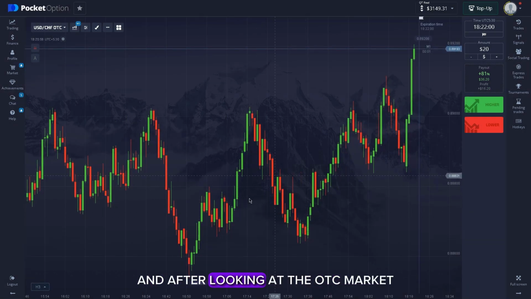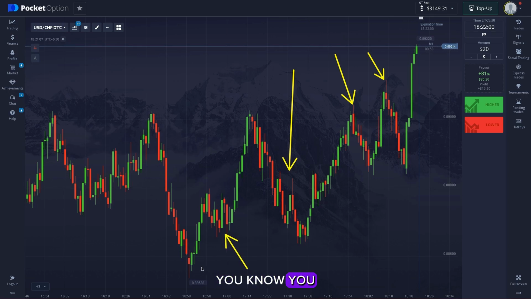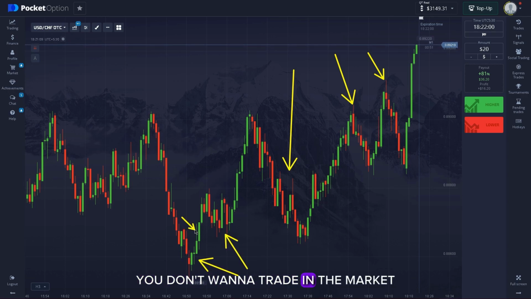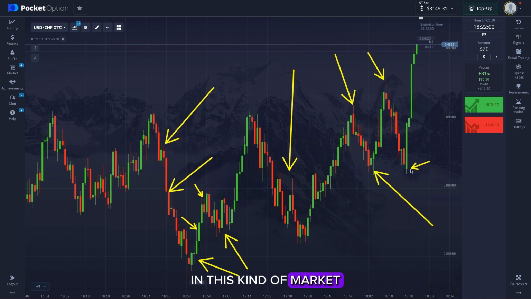And after looking at the OTC market, whenever you see wicks like these in the market, you know you don't want to trade in that market, and every OTC market is like that. It's super manipulated, so you don't want to trade in this kind of market.